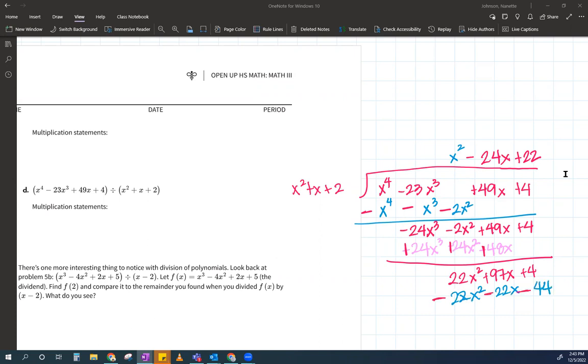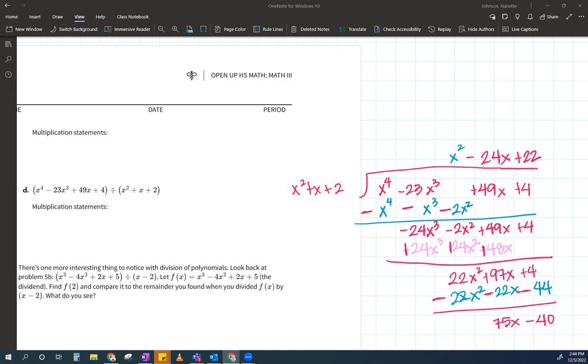So that's 0. This is what, 75x minus 40. And I can't do any more, right? X squared times something doesn't give me 75x, right? So I'm kind of stuck. So this would be considered my remainder. And if you remember what remainder means, a remainder means that this is not a factor of this, okay?